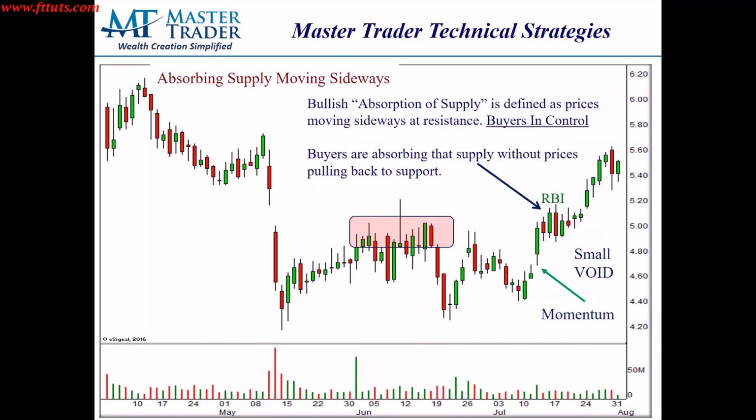Absorbing supply by moving sideways. Just another example of the same thing that we just covered. Here is a sloppier bottoming type of pattern, but this is how they form at times. Momentum picks up a wide range bar and it goes sideways in the area of resistance. Buyers are absorbing that supply without prices pulling back to support.